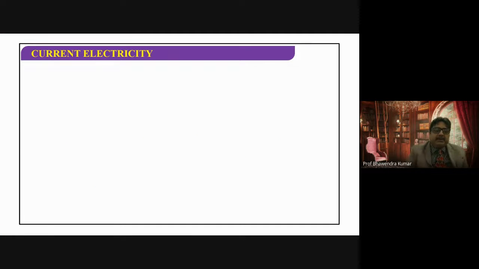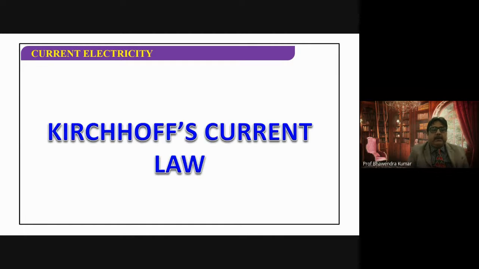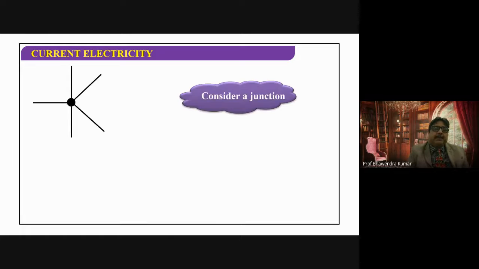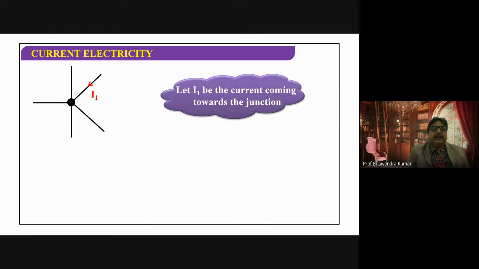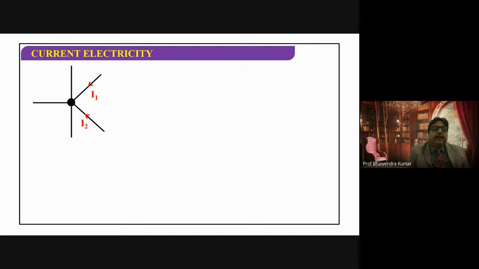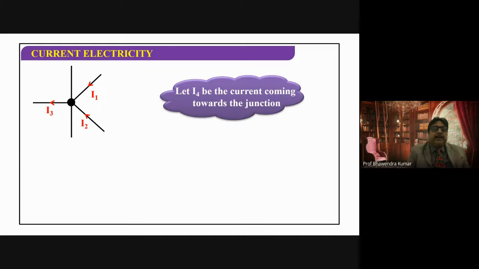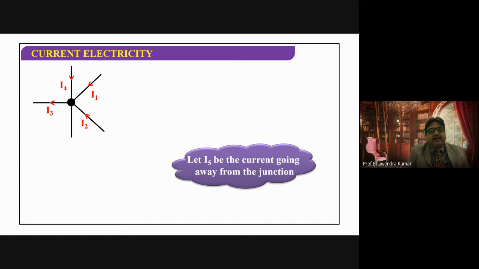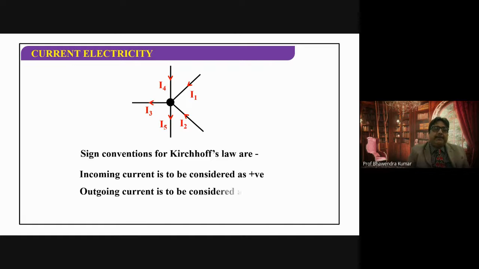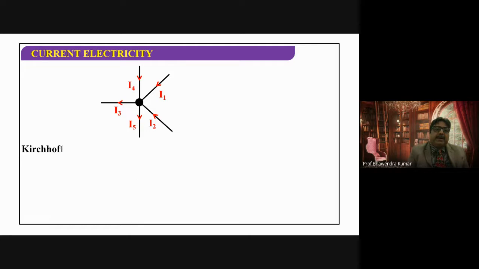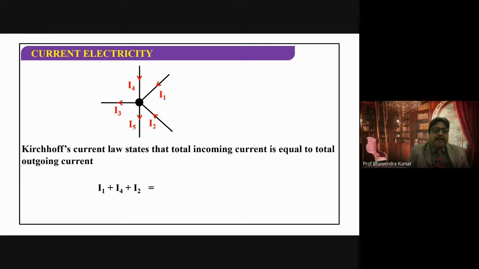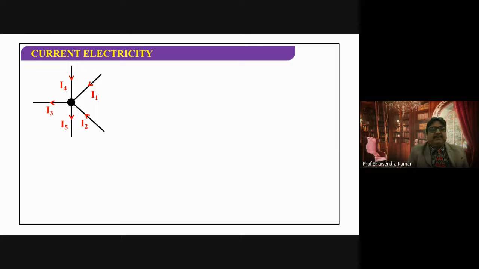Then we have the concept of Kirchhoff's law. I hope you remember it. Kirchhoff's law says what? At a junction point, if I1 is coming, I2 is also incoming, I3 is outgoing, I4 is incoming, I5 is outgoing, then what can we write? Incoming is positive, outgoing is negative. So we'll write I1 plus I4 plus I2 will be equal to I3 plus I5.